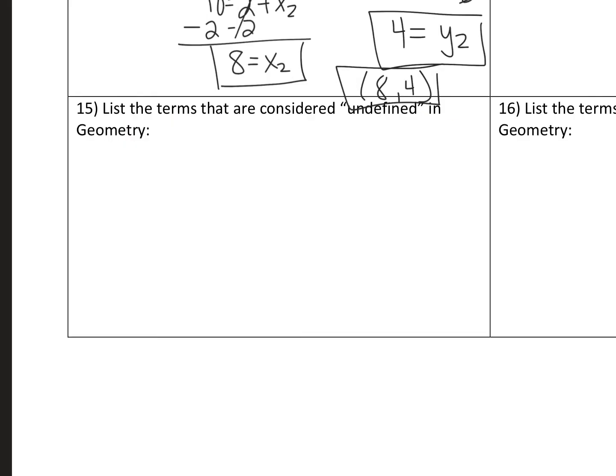Number 15 lists the terms that are undefined in geometry. This is a little bit trickier, but we kind of talked about these in our vocabulary words. Points, lines, and planes are undefined.